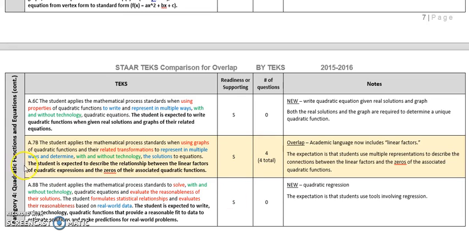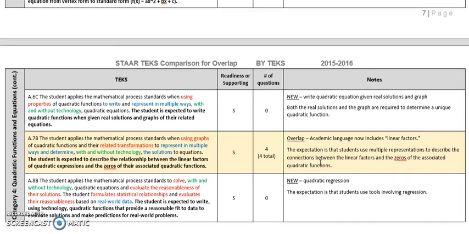So what is this TEK? The student is expected to describe the relationship between the linear factors of a quadratic expression and the zeros of their associated quadratic functions. They gave us a little bit of guidance on that, and it says the expectation is that students use multiple representations to describe the connections between the linear factors and the zeros of the associated quadratic functions. So we need to make sure that we're giving our students plenty of opportunities to make those connections. And if you have any further questions on that, talk to your coaches about it.